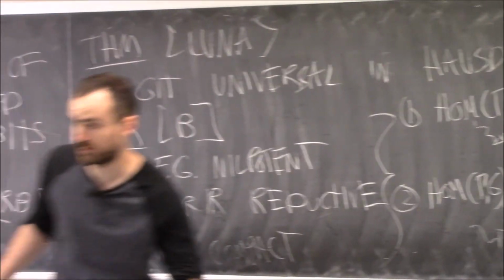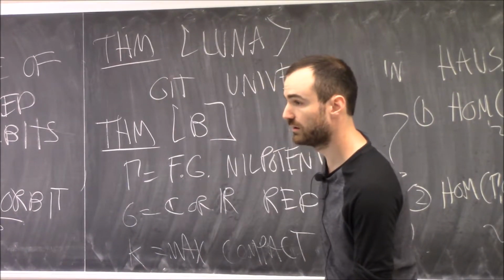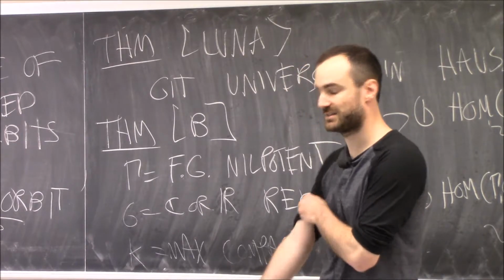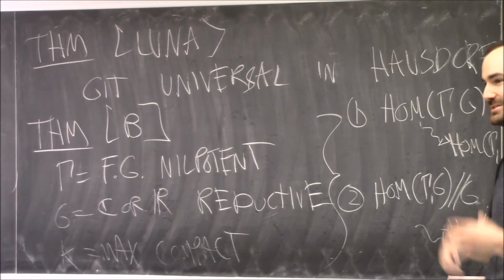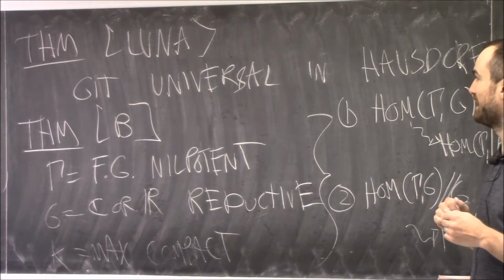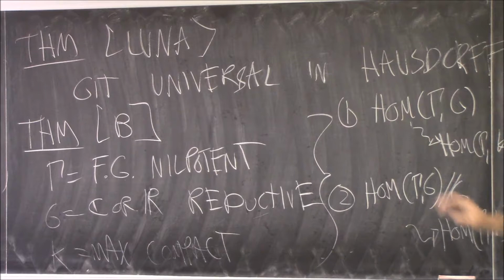Yes? So is this result of Luna, is this what's sometimes called the Luna slice theorem? No. That's a different theorem. The Luna slice essentially tells you that the slices you know from differential geometry, there's an analog in algebraic geometry. I think he proves this using this, probably.